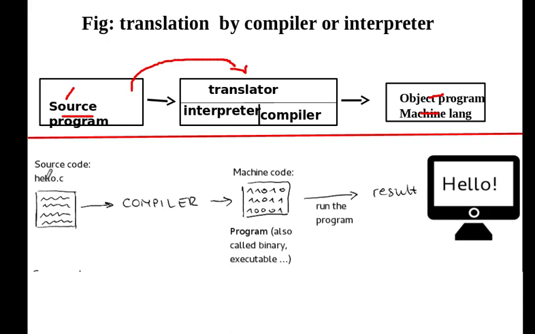See here they are using a simple C program. This is the code. Then they are using a compiler. The compiler is going to convert it to machine code, that is 010101, and to execute this program we will get the result as hello. So in this way a C program is compiled and produces the output.